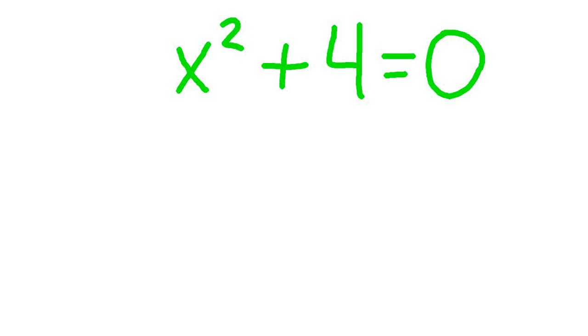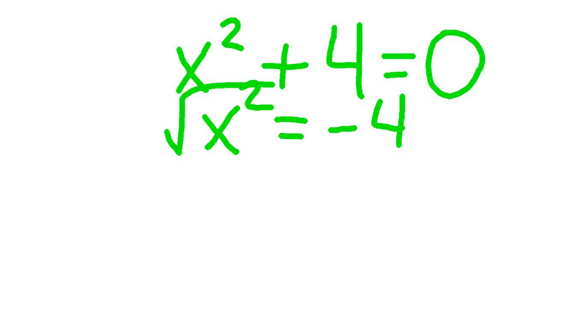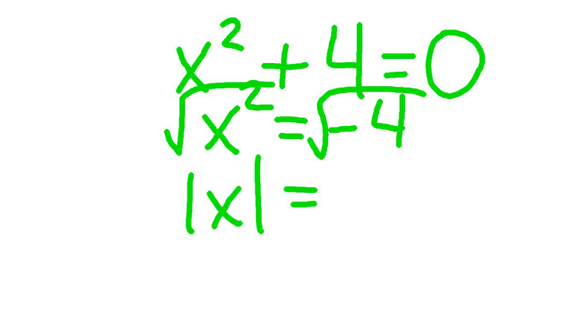So, to solve this, we would normally move the 4 to the other side by subtracting 4 from both sides, so that we get -4 on the right side. Then from here, to isolate the x, we would take the square root of both sides. And the square root of x squared is the absolute value of x. How about the square root of -4?